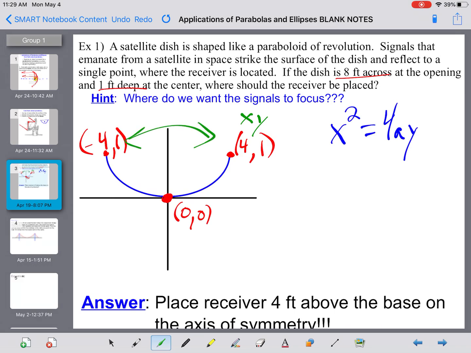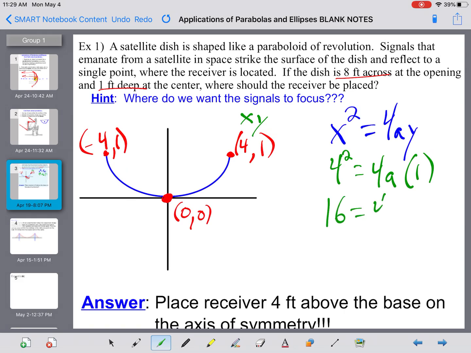Now you could use either one of these points, right? You've got a negative 4, 1 or a 4, 1. I'm just going to use the positive numbers, 4 and 1. So plugging in 4 for x, I get 4 squared. For a, plugging in 1 for y, I get that. And if I solve for a, right, divide both sides by 4, I get an a value of 4. Now that's where I can stop for this problem.